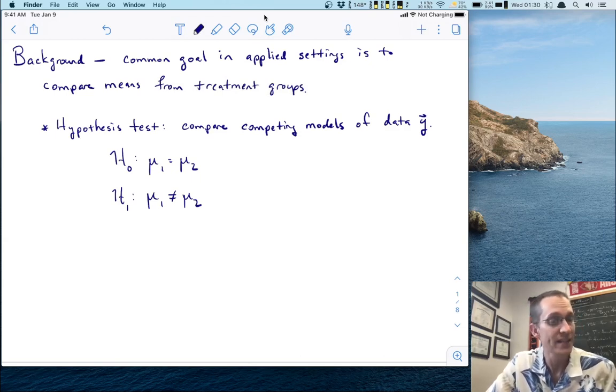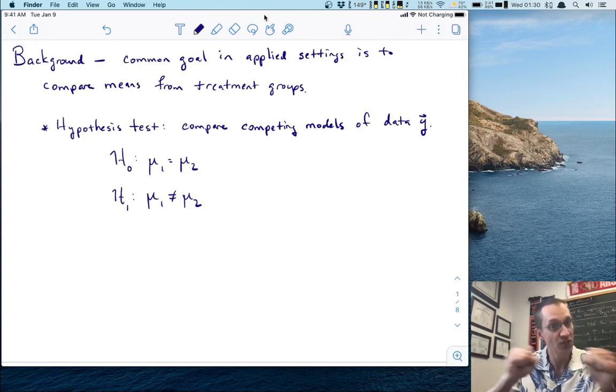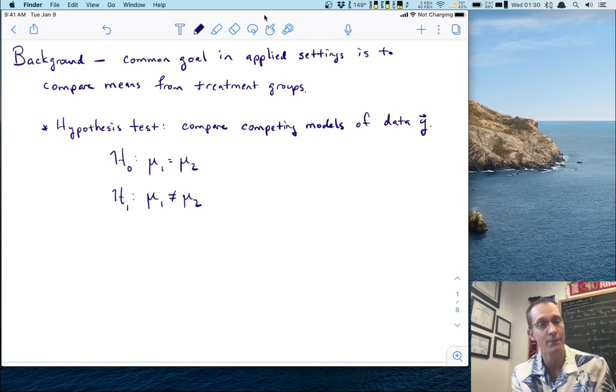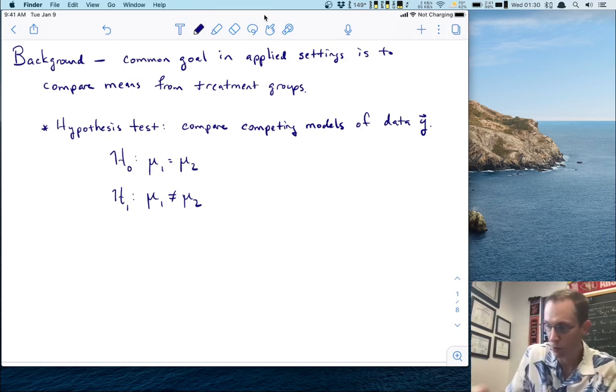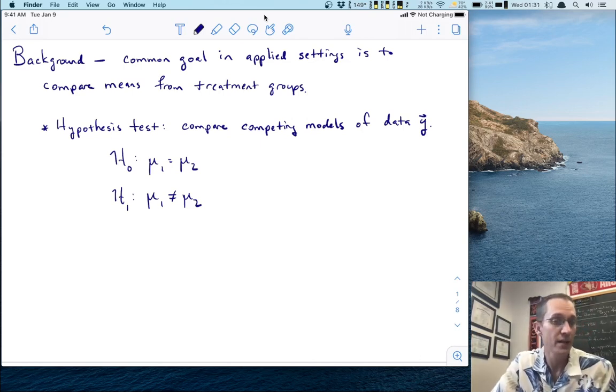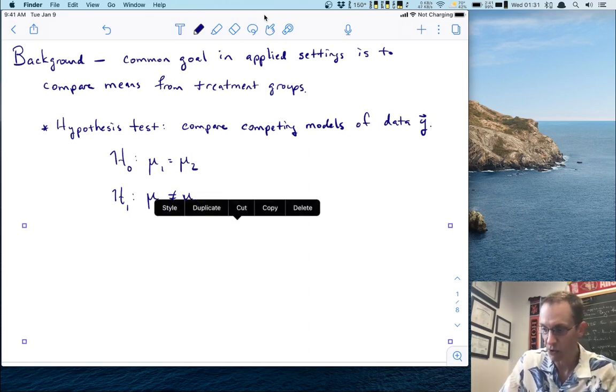So the typical way to set up a hypothesis test is to set a null hypothesis, H0, where some population mean mu1 is equal to a population mean mu2. That means there's no difference between the two population means. And then the alternative hypothesis, H1, is that they're not equal. Now, of course, the question then is, how do we do this comparison? How do we decide which model best fits the observed data?